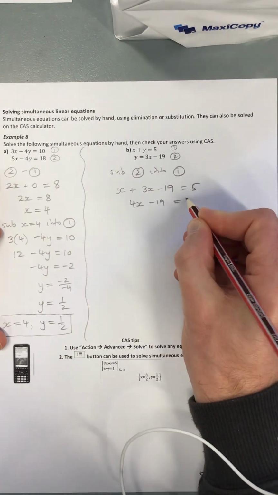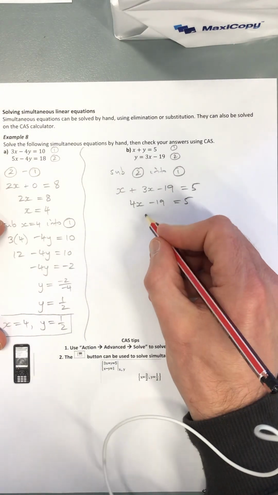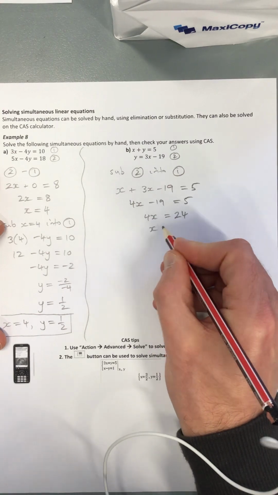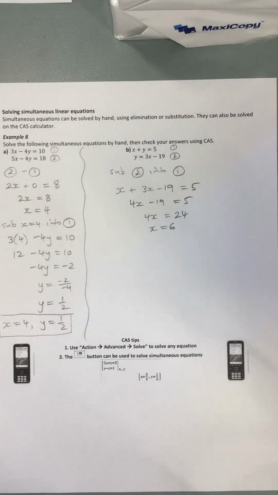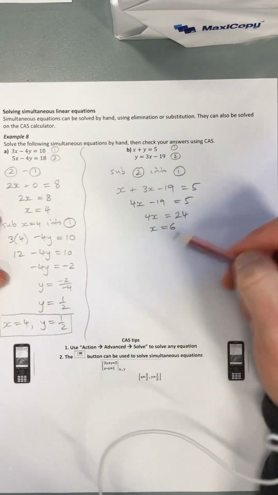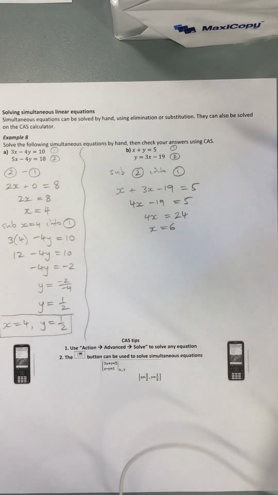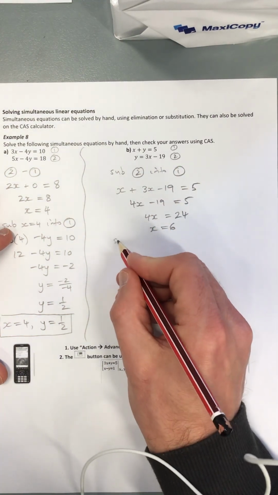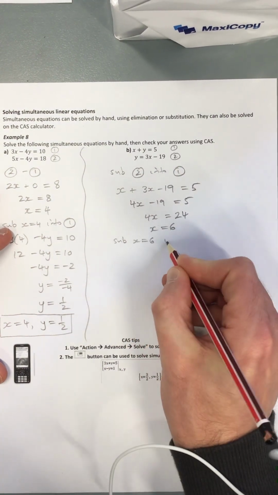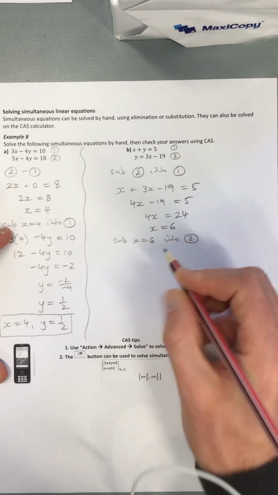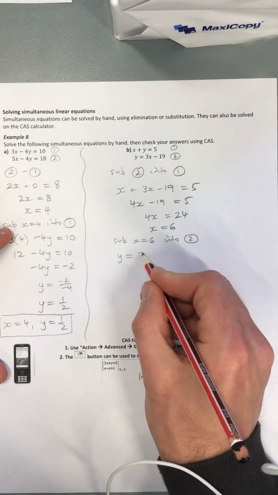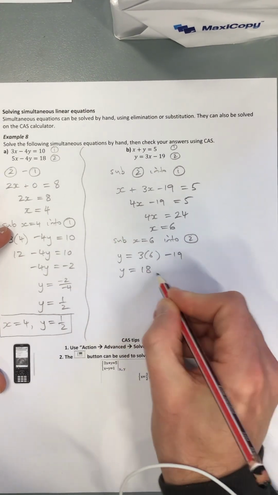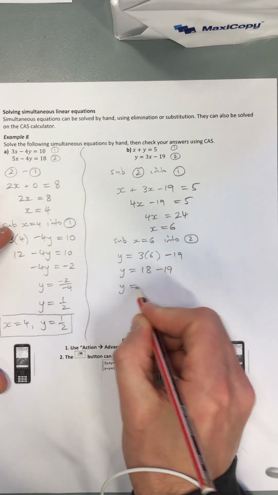4x minus 19 equals 5. Add 19 to both sides, we get 4x equals 24. And therefore x equals 6. And again, sub that back into either one of the equations, whichever one looks nicer to you. Maybe the second one, because we won't have to do any rearranging. So sub x equals 6 into equation 2 to get y equals 3 times 6 minus 19. So y is 18, take away 19, y is negative 1.